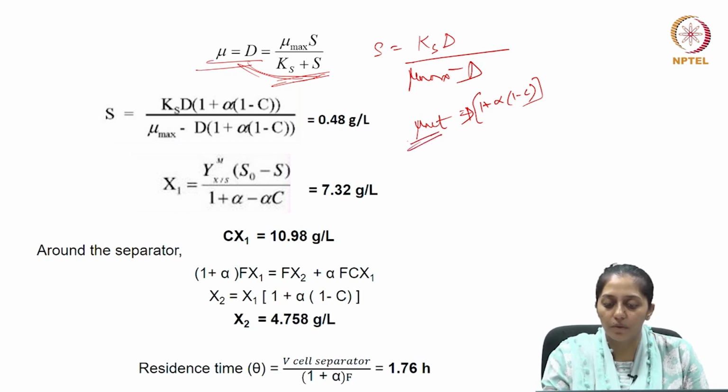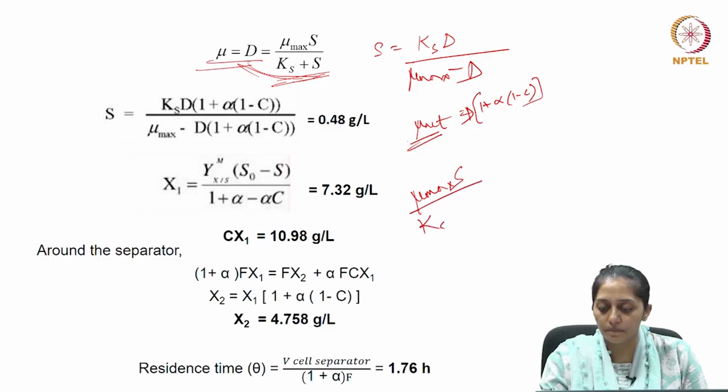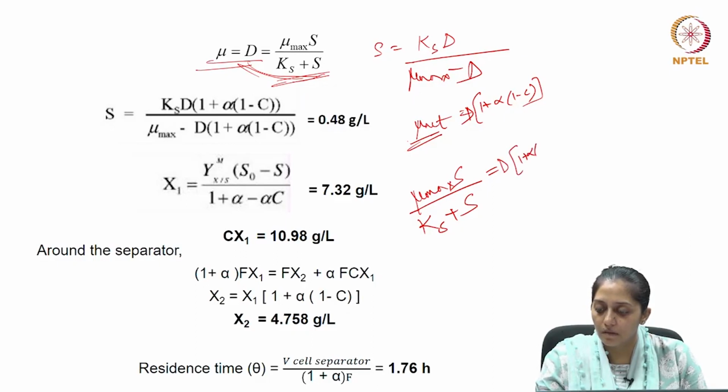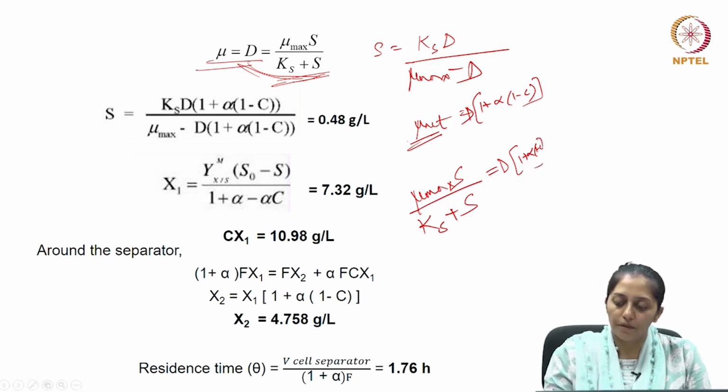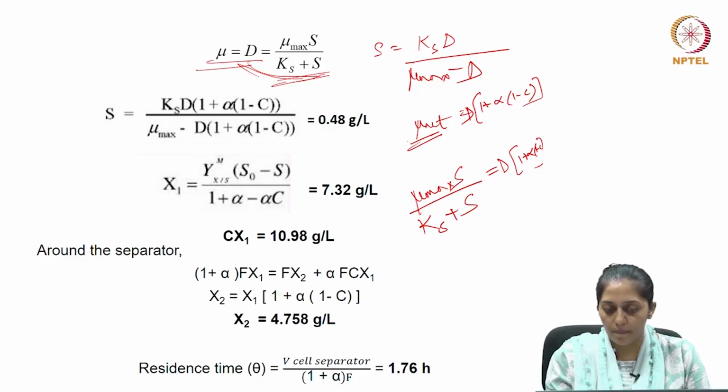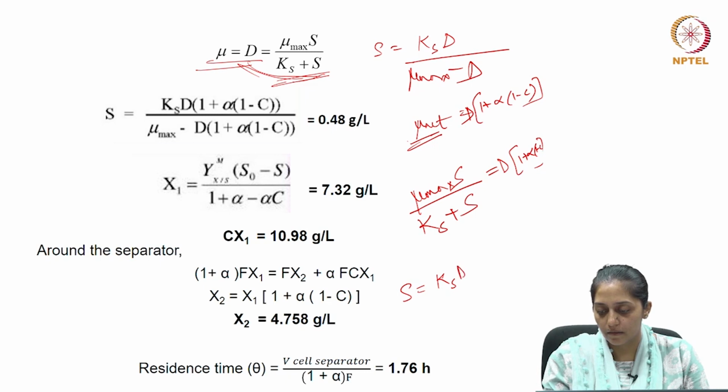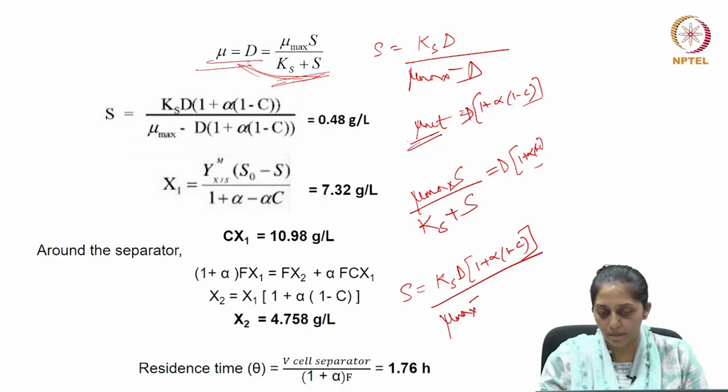Now, this mu net, we know, is the specific growth rate of the culture, which is following Monod's model with no endogenous metabolism. Now, if we do the rearrangement, the expression for S can be obtained similarly as Ks D divided by mu max minus D.